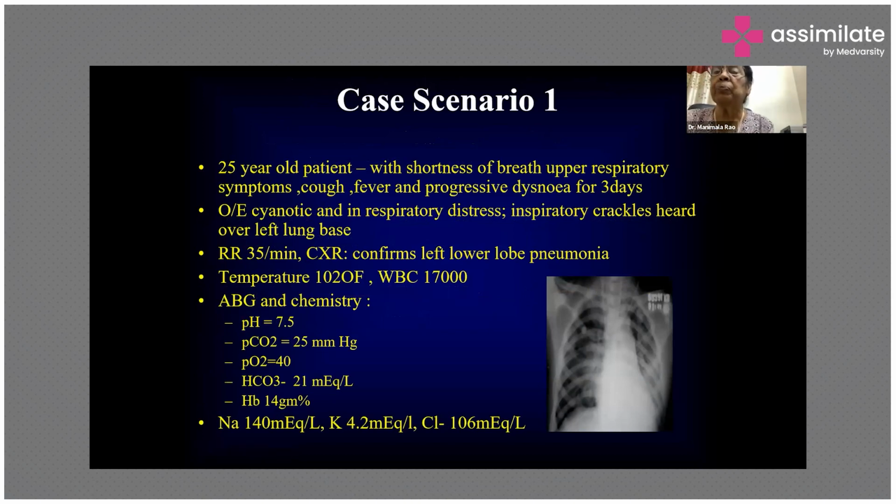A 25-year-old patient came with shortness of breath, upper respiratory symptoms, cough, fever, progressive dyspnea for 3 days. Okay. She was a little distressed, respiratory.